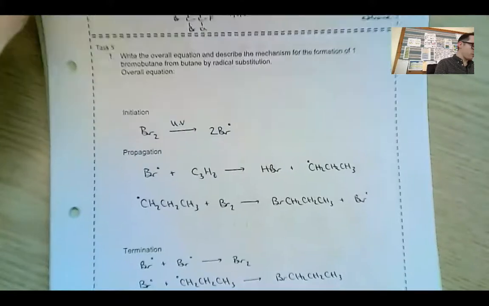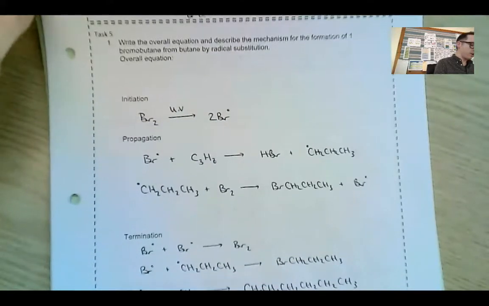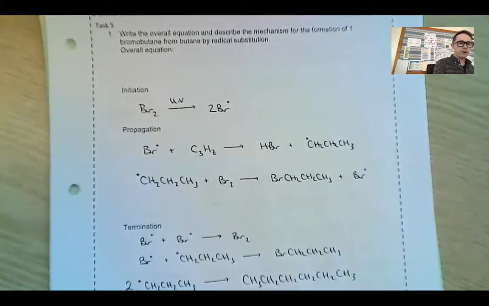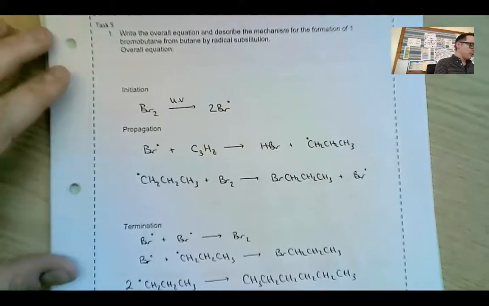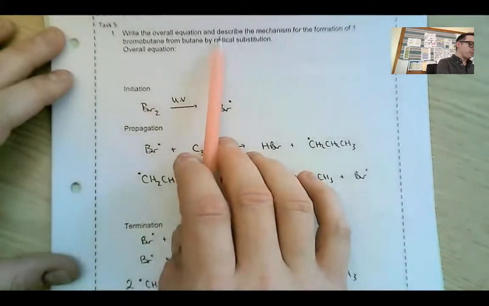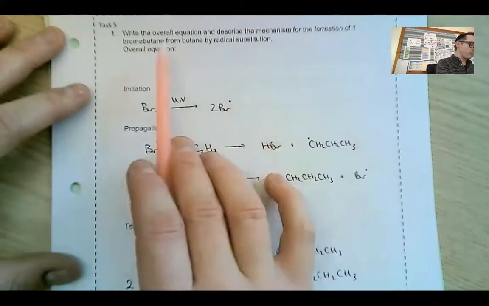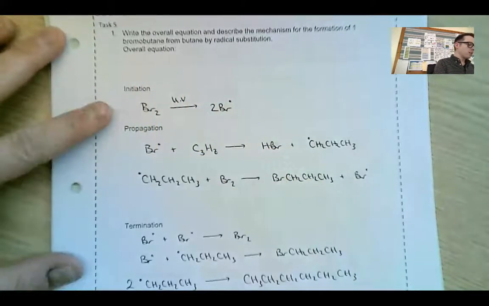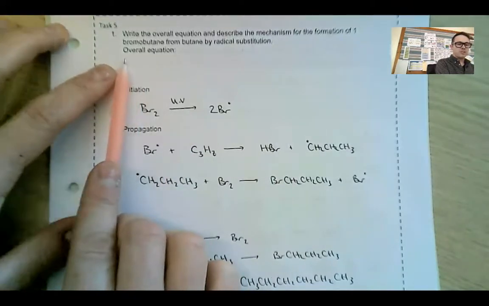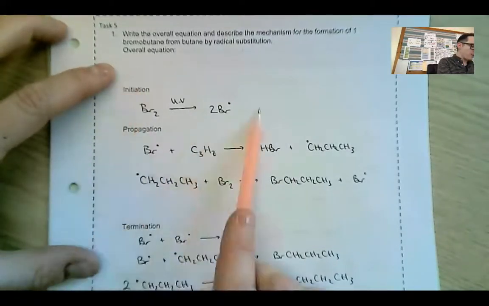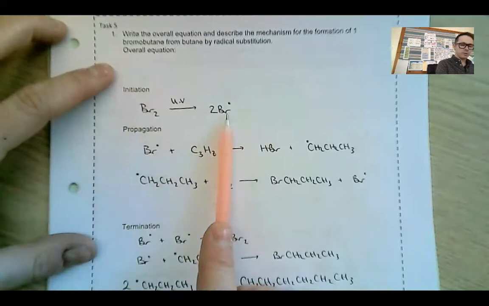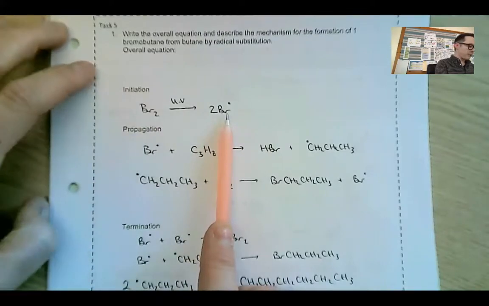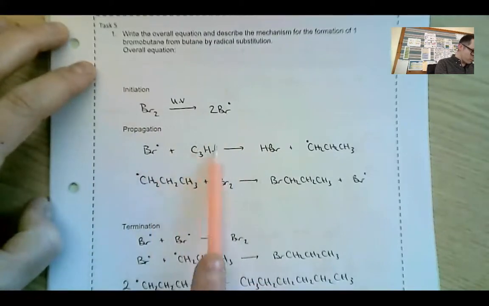Moving on, so task 5, then we've got our first free radical substitution mechanism. Write the overall equation and describe the mechanism for the formation of 1-bromobutane from butane by radical substitution. I'm going to do the overall equation in just a second, but remember we've got our initiation step where we form our bromine radicals. The first propagation step always removes a hydrogen from our alkane.